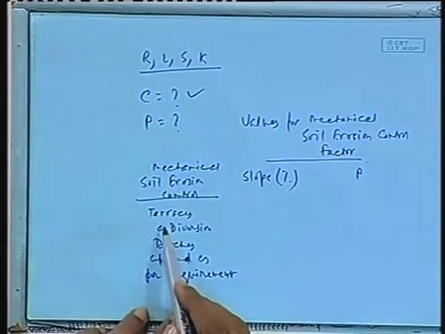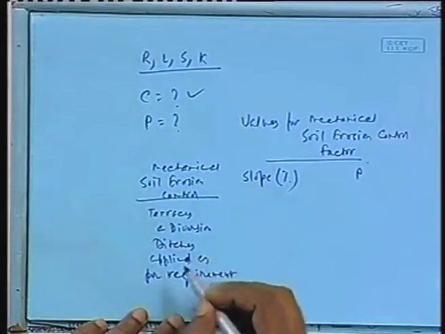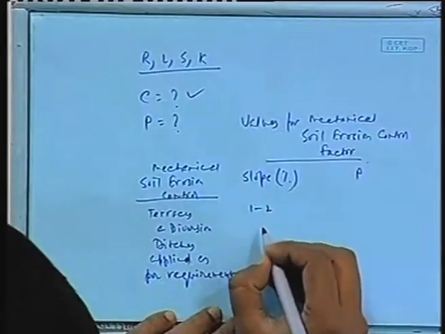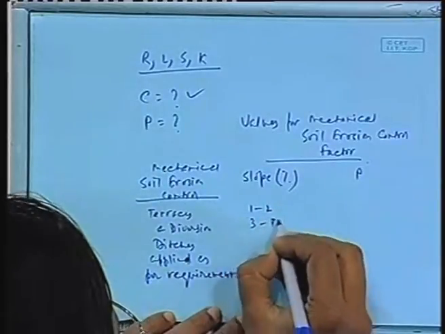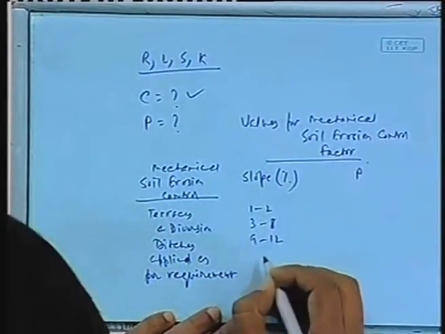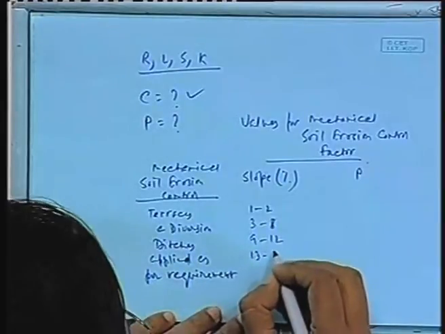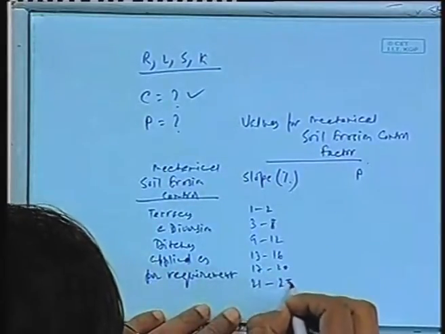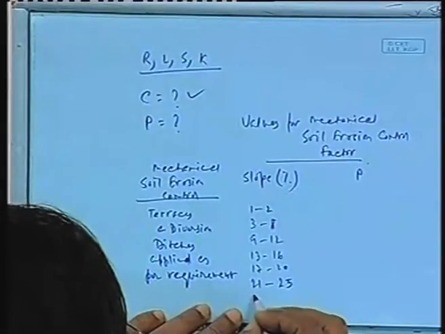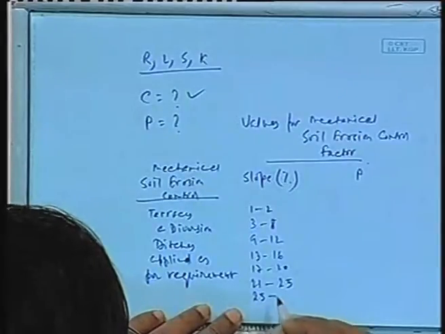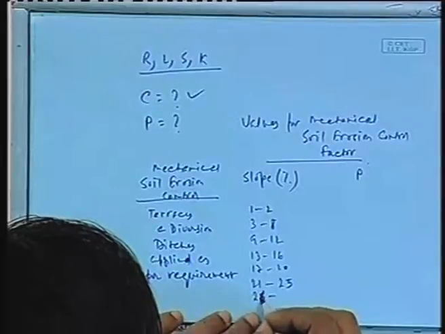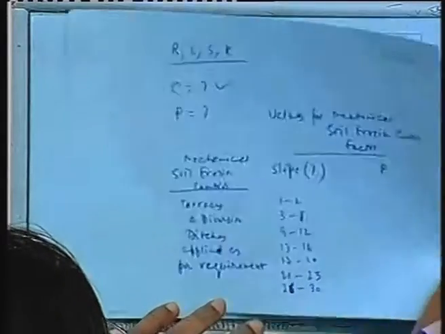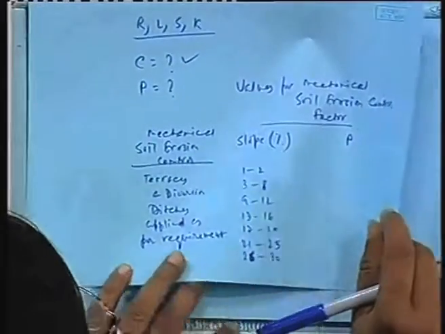If we have done so, terraces and diversion ditches, I have explained these in the last classes, if they are applied, say for a 1 to 2% slope, or 3 to 8% slope, 9 to 12, 13 to 16, 17 to 20, 21 to 25, and then 26 to 30.